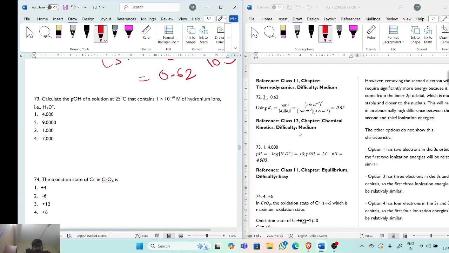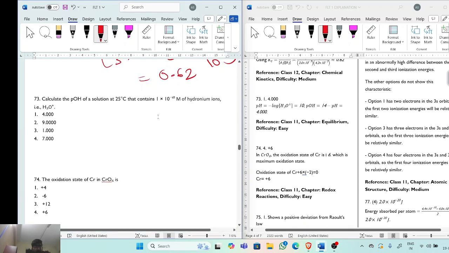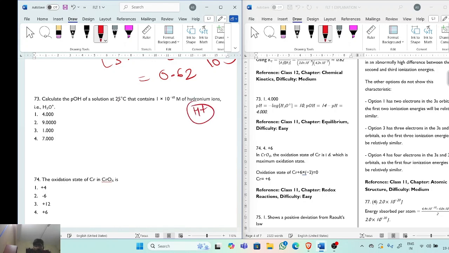Now question number 73. Calculate the value of pOH for a solution at 25 degrees Celsius that contains 1 into 10 raised to the power of minus 10 molar of hydronium ion. Hydronium ion means H plus ions. Okay, so we have to calculate the pOH value. So first of all, we can calculate the pH.